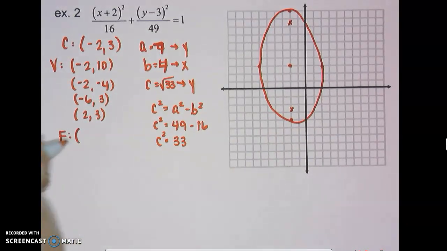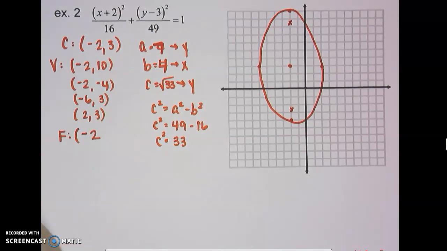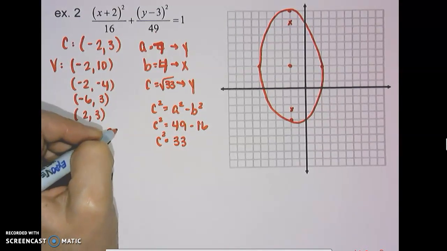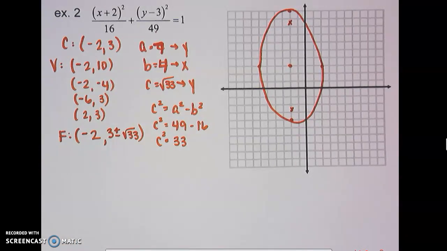Now, for those, since we don't know the exact coordinates, we know that we're starting at our center, and then we're either going up or down radical 33 spaces. So we're going to take the y coordinate of our center and either add or subtract the radical 33 to or from it. And it's okay to leave it like this. There technically still are 2 focus points listed there. They are just there with a plus or minus.